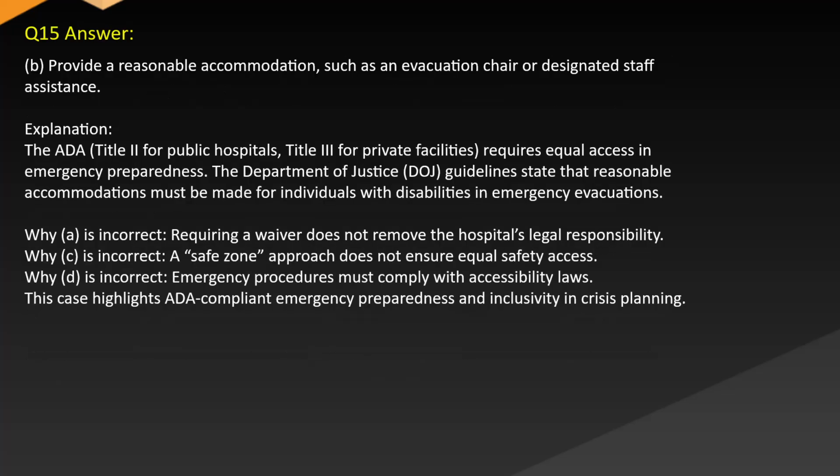Answer: B. Provide a reasonable accommodation such as an evacuation chair or designated staff assistance. Explanation: Title II of the ADA applies to public hospitals, and Title III for private facilities requires equal access in emergency preparedness. The Department of Justice guidelines state that reasonable accommodations must be made for individuals with disabilities in emergency evacuations.